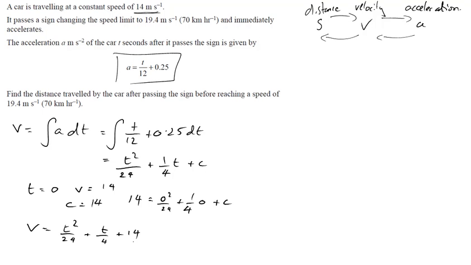Okay, now I want to find when velocity gets to 19.4. So I can now make v equal 19.4 and solve for t. So t squared over 24 plus t over 4 plus 14 equals 19.4. Now I'm going to rearrange that and get 0 equals t squared over 24 plus t over 4 minus 5.4.